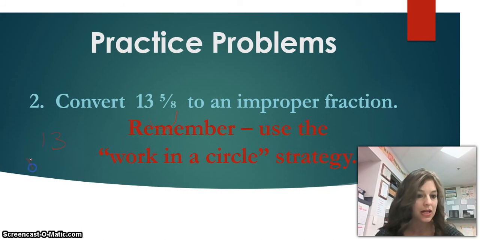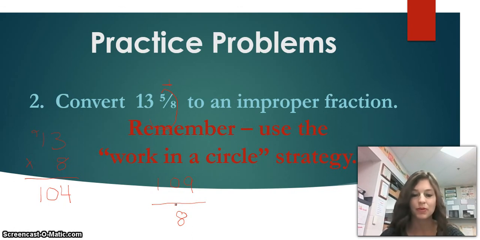13 times 8. 8 times 3 is 24. I'm going to carry my 2, bring down the 4. 8 times 1 is 8, plus 2 is 10. So 13 times 8 is 104, plus 5 is 109, and then my bottom number stays the same, 8. 109/8. That's my improper fraction. Let's move on.